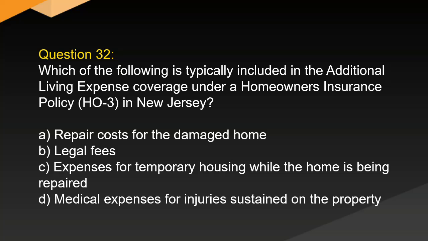Question 32. Which of the following is typically included in the additional living expense coverage under a homeowner's insurance policy HO3 in New Jersey? A. Repair costs for the damaged home. B. Legal fees. C. Expenses for temporary housing while the home is being repaired. D. Medical expenses for injuries sustained on the property.